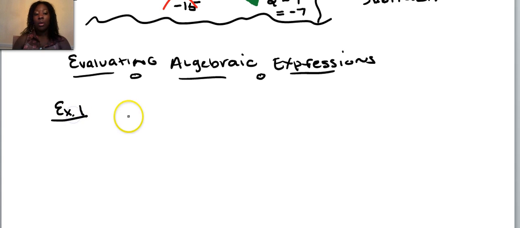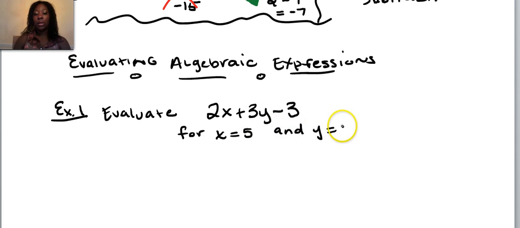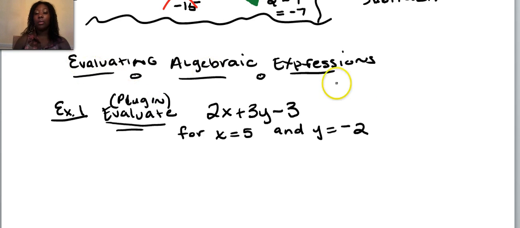For example, example 1. Evaluate 2x plus 3y minus 3 for x equals 5 and y equals negative 2. Again, evaluating means to plug in and simplify. Evaluating is plug in and simplify. So step 1, plug in your given.